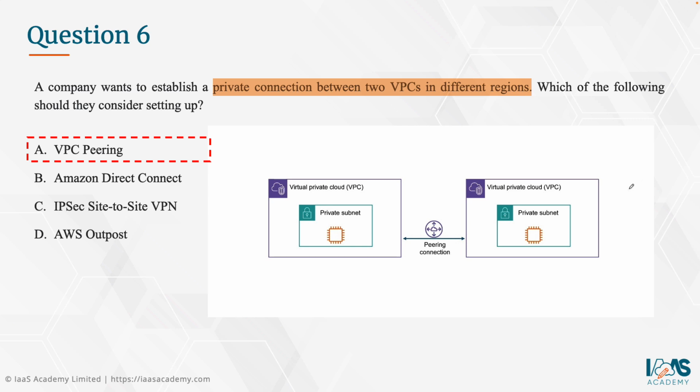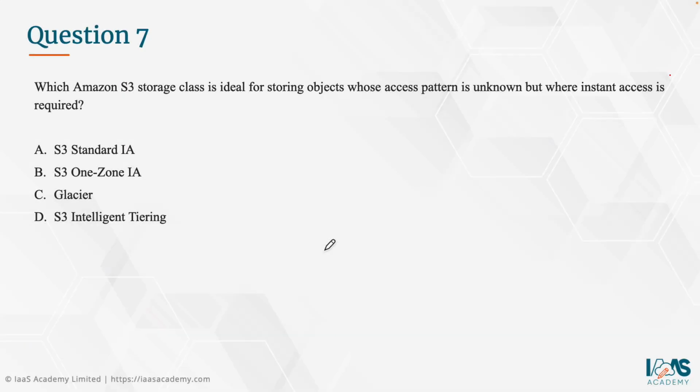Okay, so that is question number 6. Let's move on to question number 7. Okay, so question number 7 is, which Amazon S3 storage class is ideal for storing objects whose access pattern is unknown, but where instant access is required?